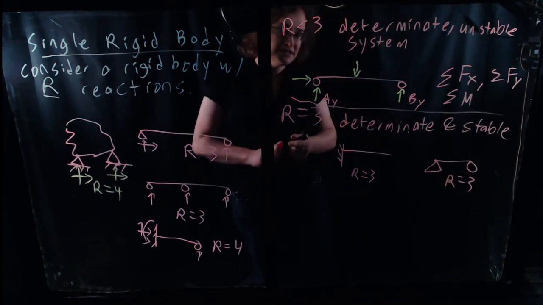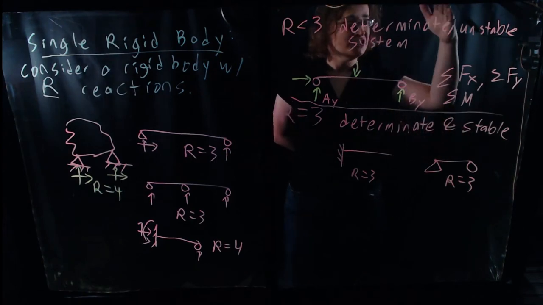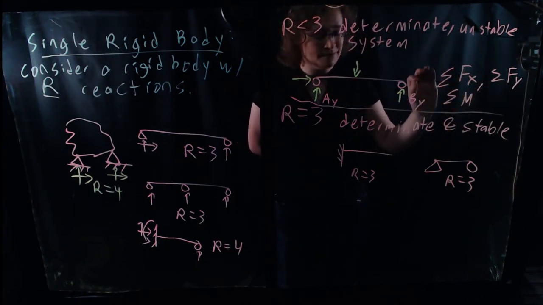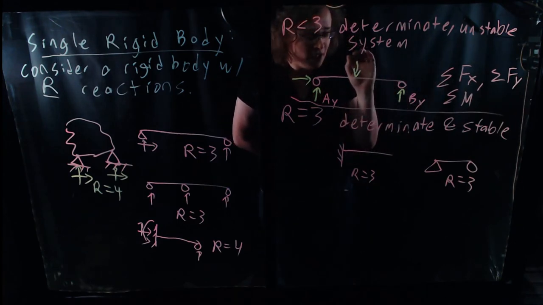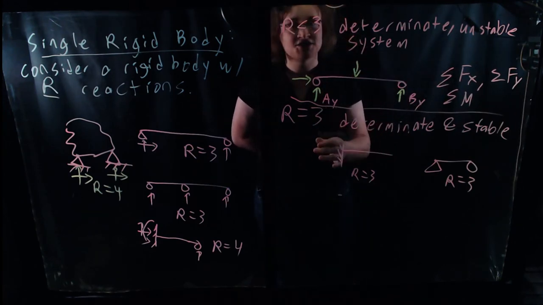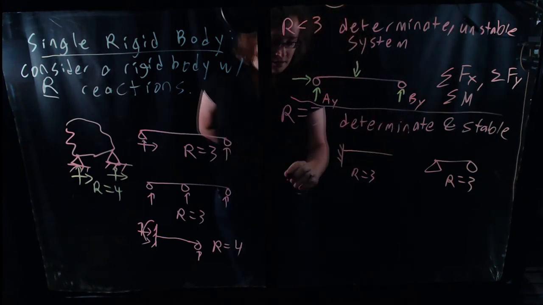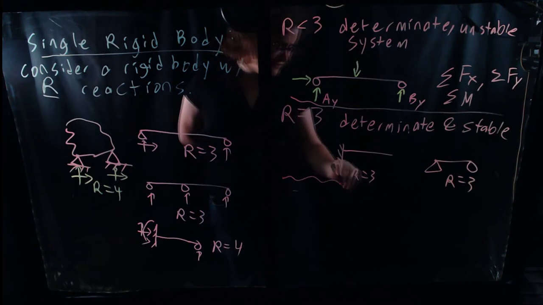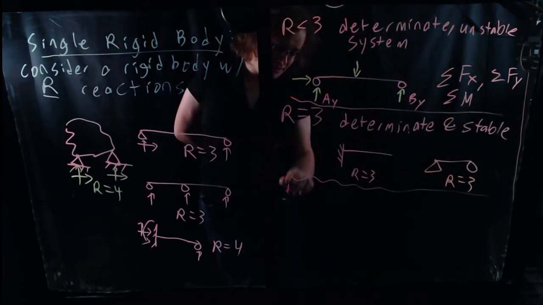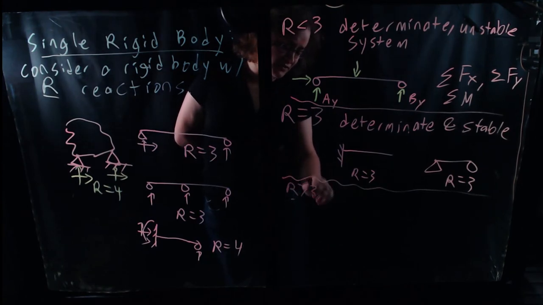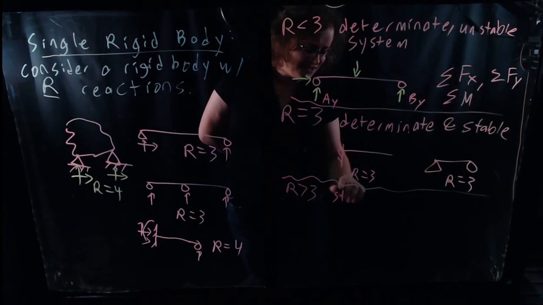So these have just enough reactions to be able to fully solve for all of the reactions using sum of forces X, sum of forces Y, and sum of moments, setting all equal to 0, of course. And they have enough reactions to fully restrain the frame. And then we'll look at some exceptions to this generally. And then we have R is greater than 3. And this is still stable, but it's indeterminate.